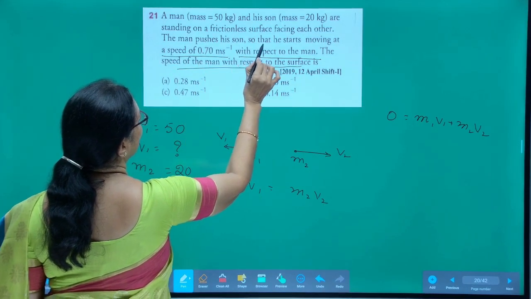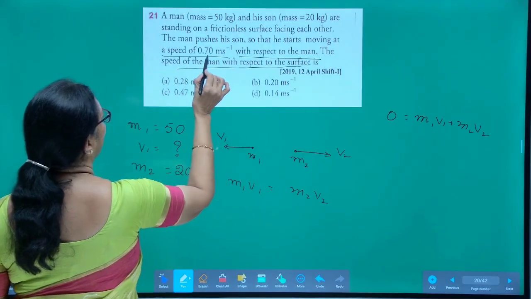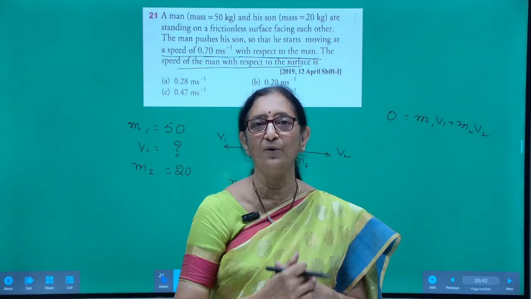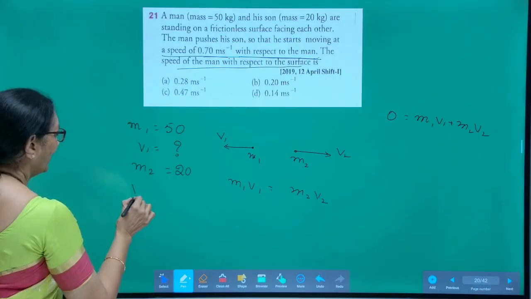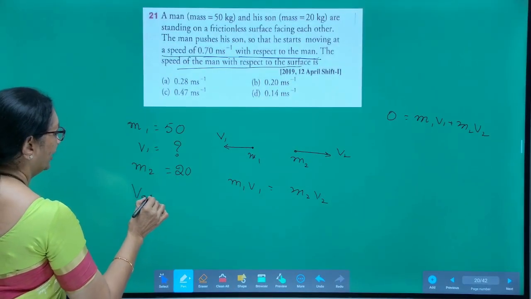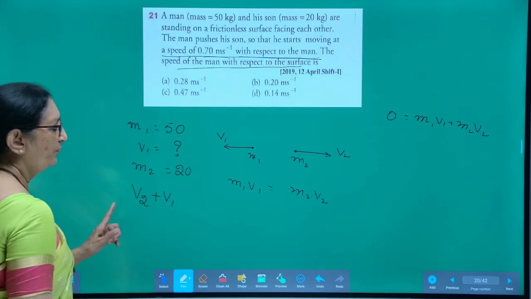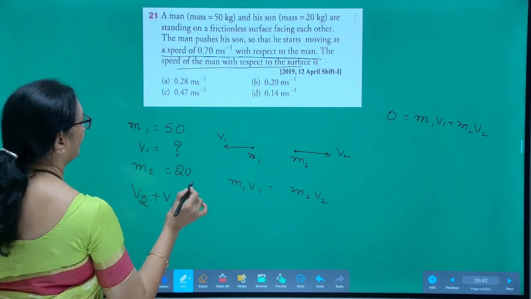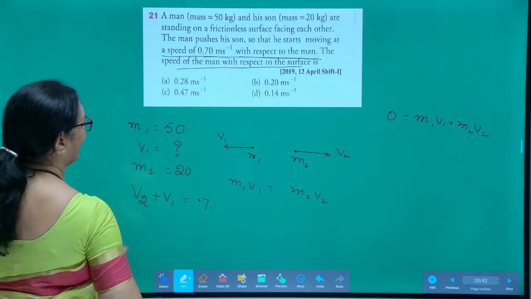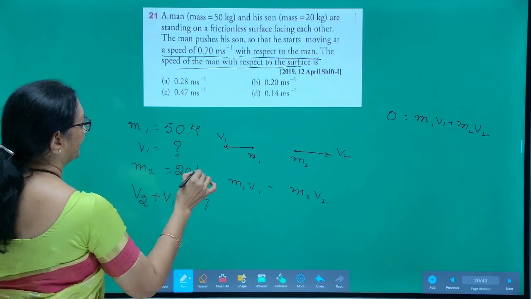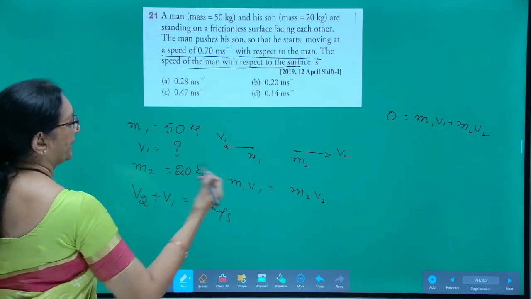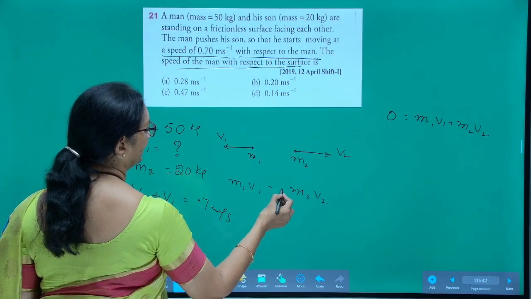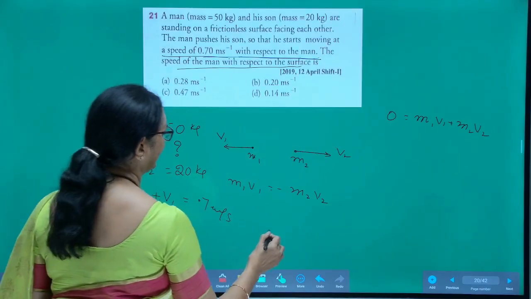The man pushes the son so that he starts moving at 0.7 with respect to the man. As they are moving in opposite directions, velocity of the boy with respect to the man, v2 minus of minus v1, because they are moving in opposite directions, that is given as 0.7 meter per second, right? So, from this equation you can just find out. So, here m1 v1 is equal to minus of m2 v2 from that expression.